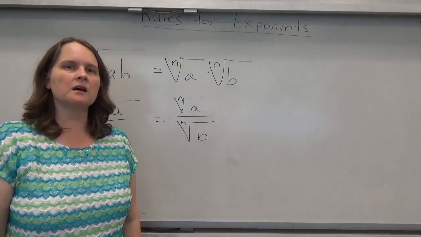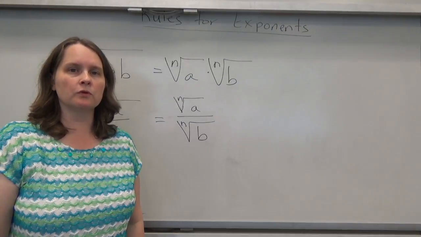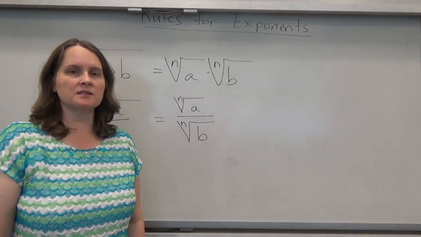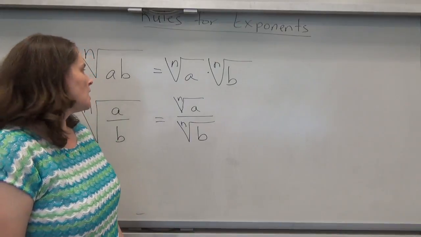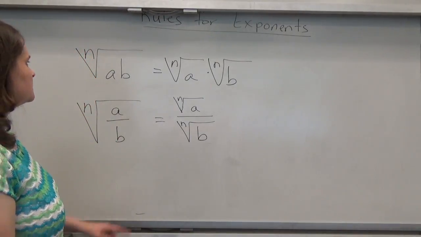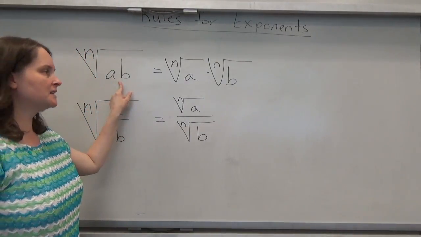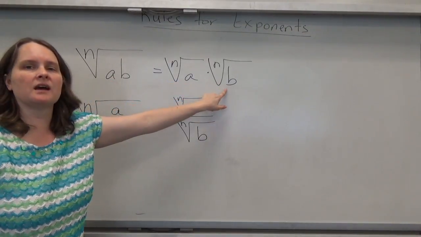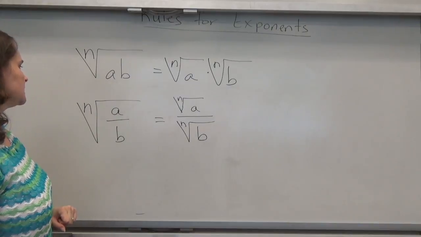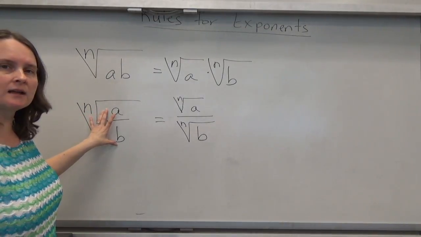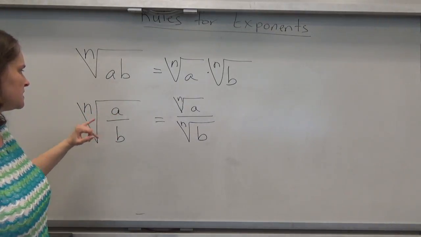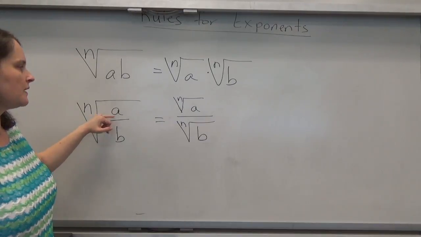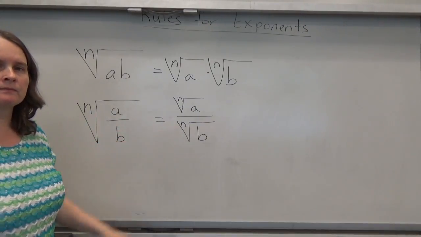Just like we had a product rule and quotient rule for our exponents, we also have the same rules for our radicals. These rules simply state that if you're doing the nth root of a product, you can break this apart as the nth root of the first factor times the nth root of the second factor. If you've got a fraction inside a radical, you can break this apart as the nth root of your numerator divided by the nth root of your denominator.